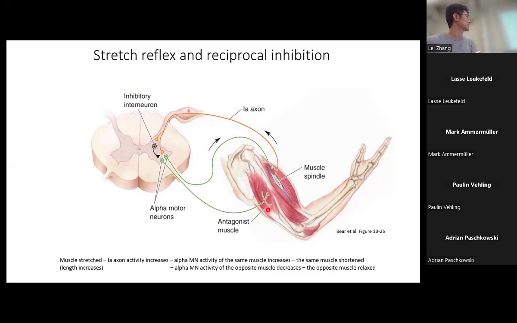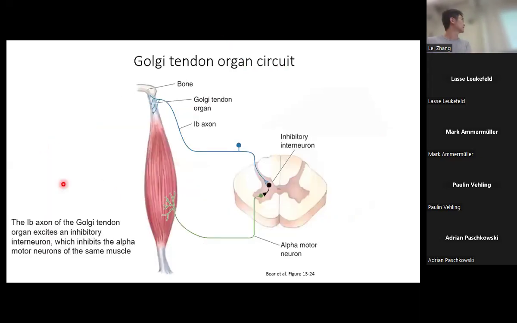So that means if this stretch reflex increases activity in the agonist muscle, it will simultaneously decrease activity in the antagonist muscle. So this is quite a synergic cooperation between the two muscles. This design is called reciprocal inhibition. It's a design to serve some function of this loop. There are also other mechanisms or loops at the spinal level.